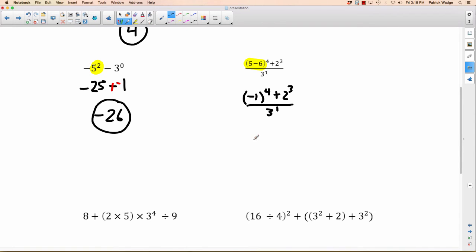And 1 times 1 times 1 times 1 is 1. So positive 1 plus 2 cubed. I think we've done this 3 times now. 2 cubed, 2 times 2 times 2 is 8. 3 to the 1st power on the bottom there. Anything to the 1st power just equals itself.